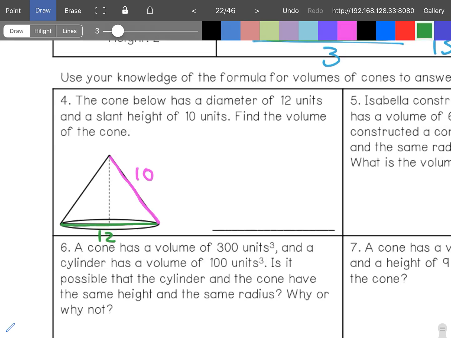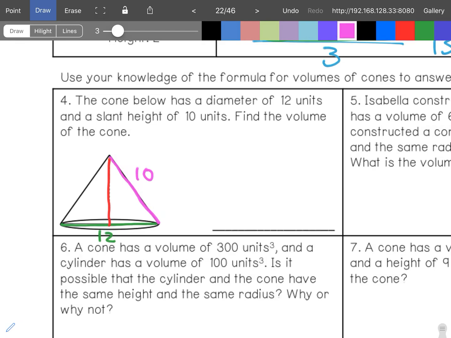And so we're going to stop for a minute because they say find the volume of the cone. Well, in order to find the volume, we have to have this height right here. I should have probably made that another color. We need to have this height right here, and we don't have that.